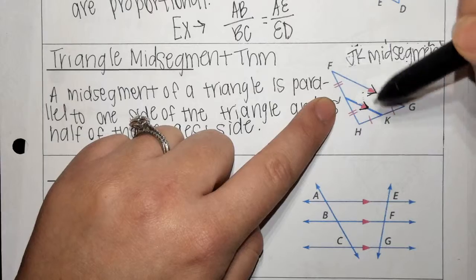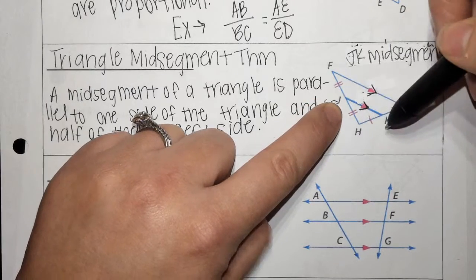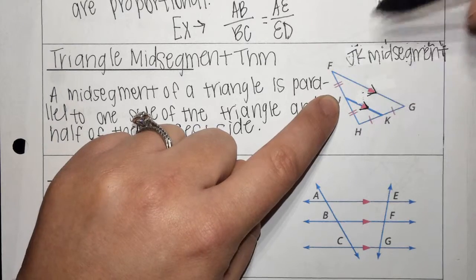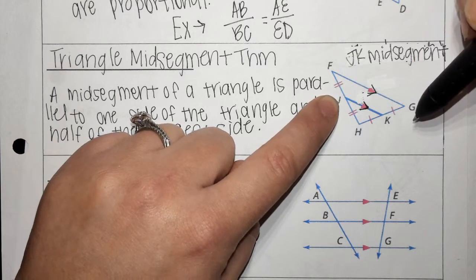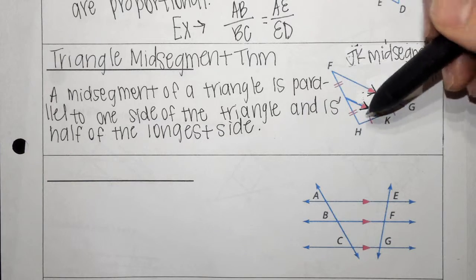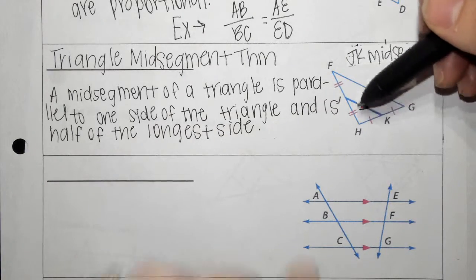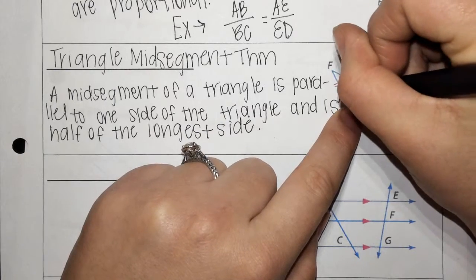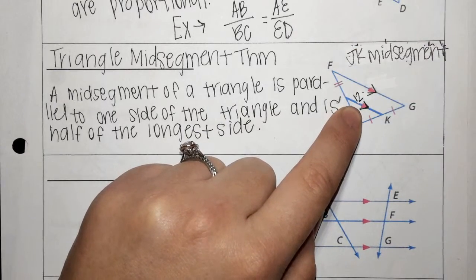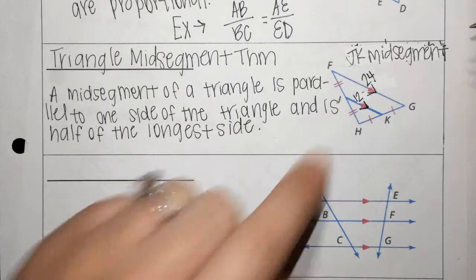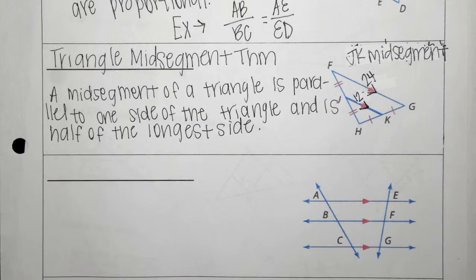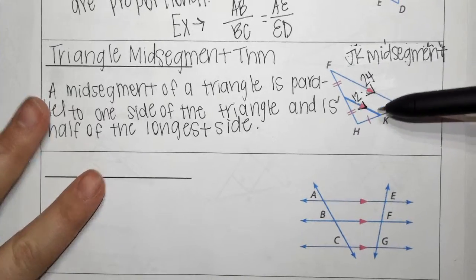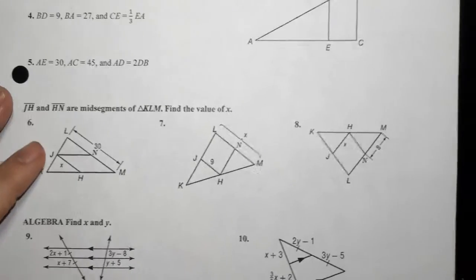Okay, so this is the mid-segment. Now, when you know the mid-segment, JK will be half of FG because it's the mid-segment. It's just always half. So if this is in the middle, it's half of this. So let me ask you this question. If JK is 12, what's FG? Correct. 24. Vice versa, if I told you FG is 40, what would JK be? 20.